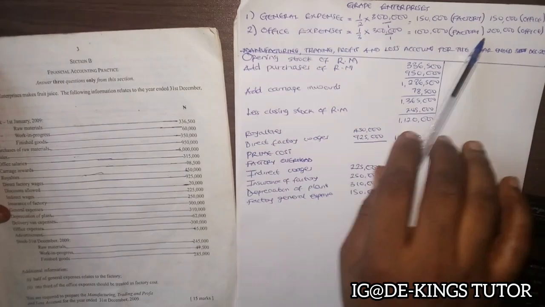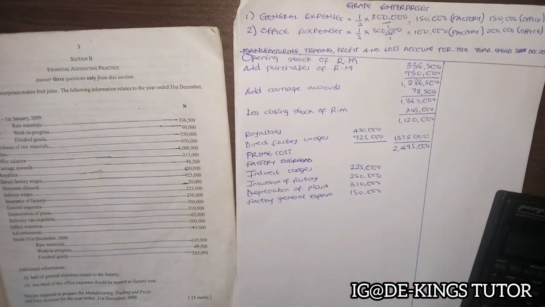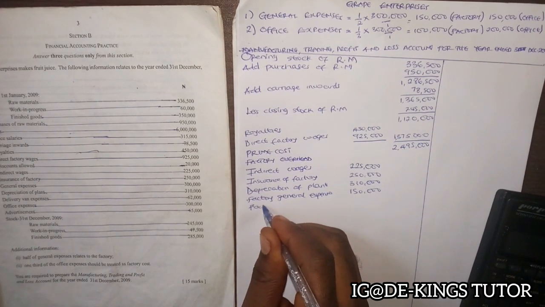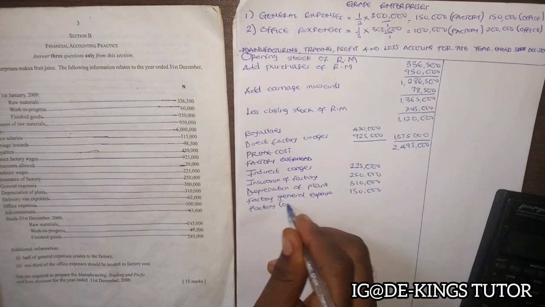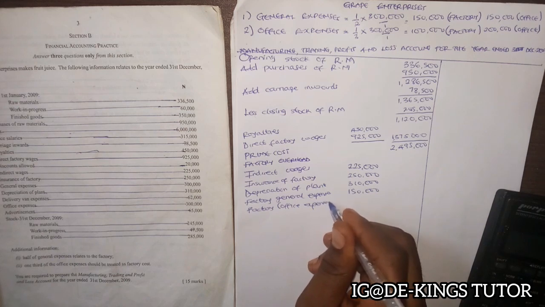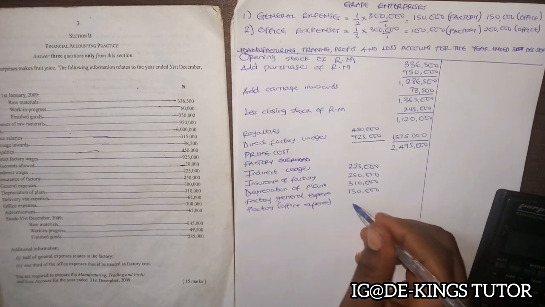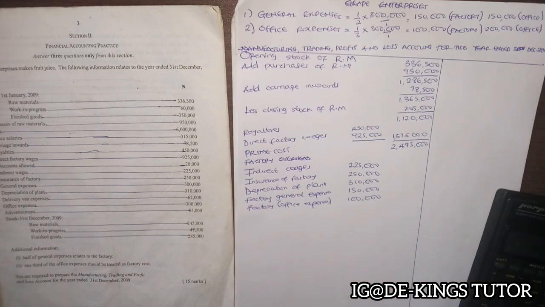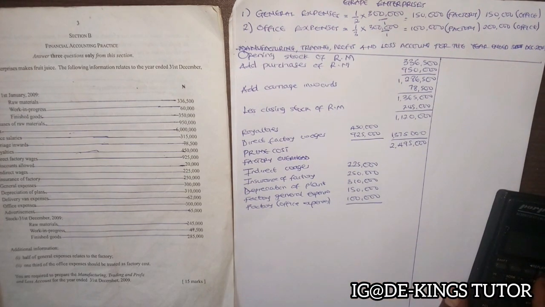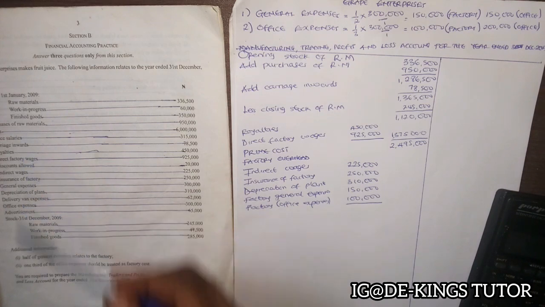And the next one, office expenses for factory also. So it would be factory office expenses or factory cost as 100,000. Okay. So I think that's all for that.